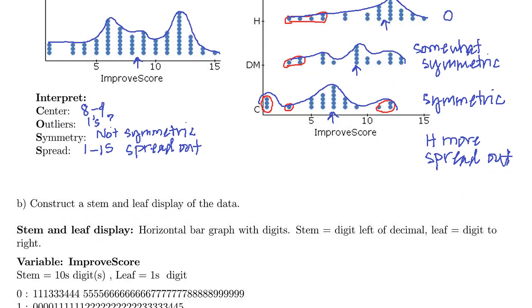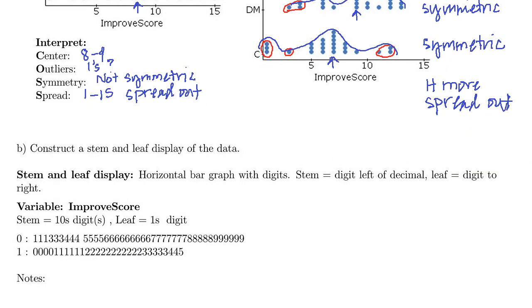Now, another way to display the data is in what's called a stem and leaf display. So in a stem and leaf display, it's sort of like a horizontal bar graph where the stem is the digit left of the decimal and the leaf is the digit to the right of the decimal. Or sometimes the stem will be the tens digit and the leaf will be the ones digit. So, and then that's actually what we did here.